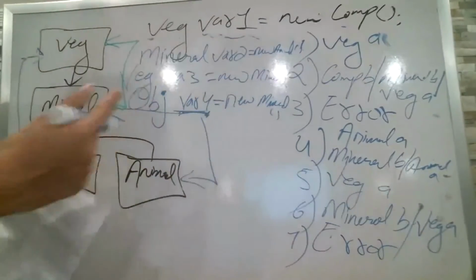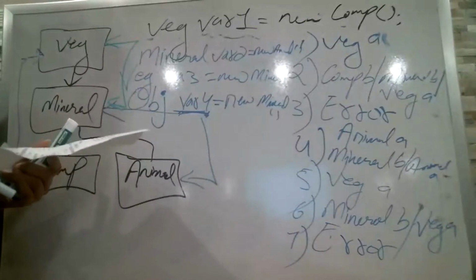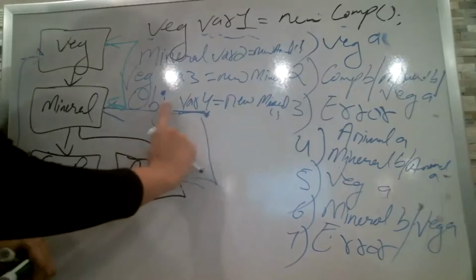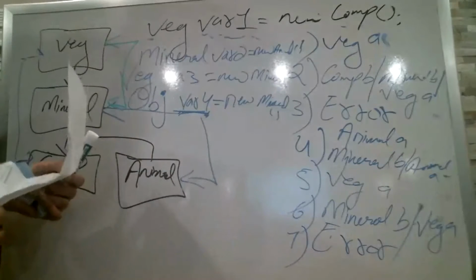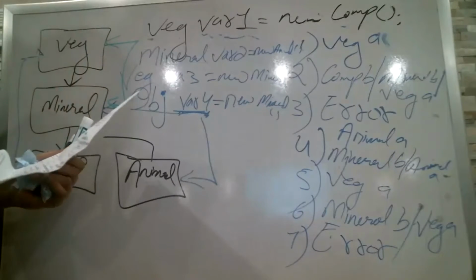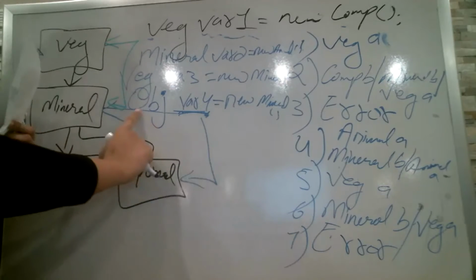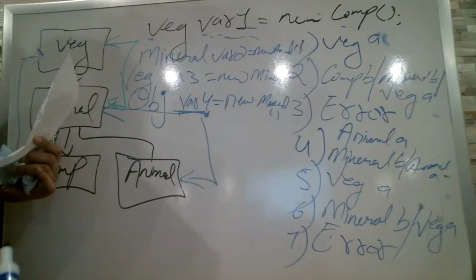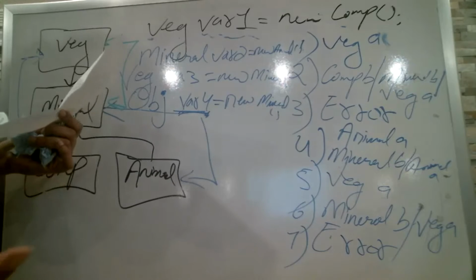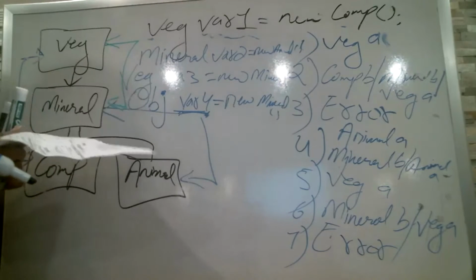It's an error because you cannot call method A, B, or C on this var4. You can call them after typecasting, and we will see that in the next step. So var4.methodA will give you an error because the Object class doesn't have any method A, B, or C. Okay, now we have typecasting.